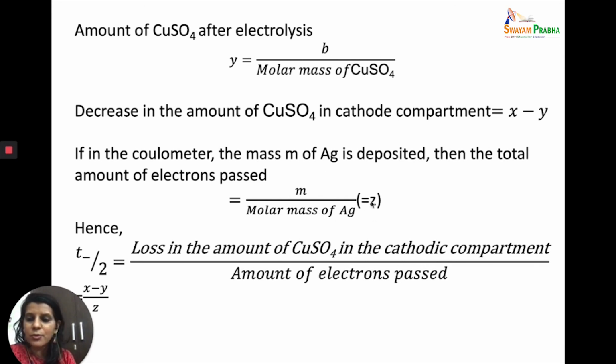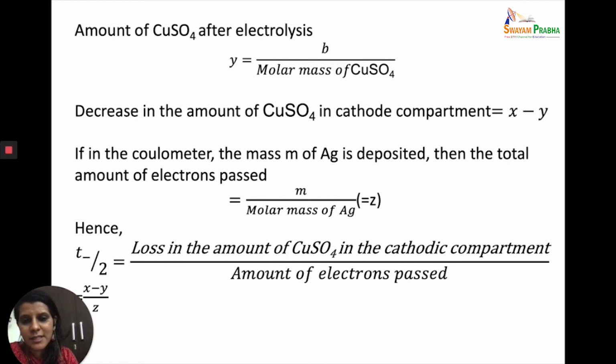That will be giving you Z, the amount of silver deposited, which corresponds to the amount of electrons passed. So what will be the transport number? Transport number will be equal to the loss in the amount of copper sulfate in the cathodic compartment upon the amount of electrons passed. We had already talked about this, which was X minus Y upon Z. So you can find out the transport number by checking the difference in the concentration taking place at the electrode upon the amount of electrons passed.